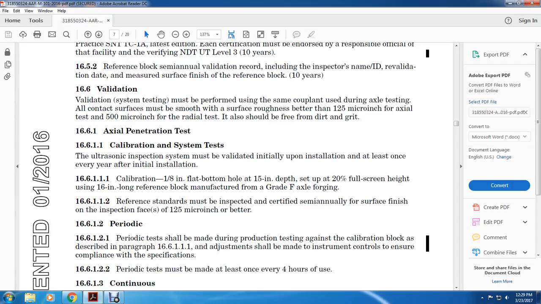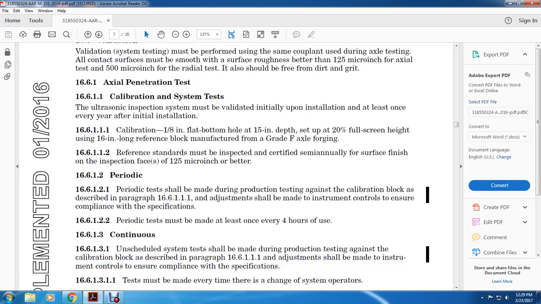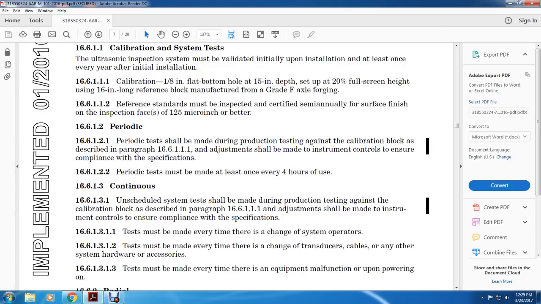16.6.1.2 Periodic tests. Periodic tests shall be made during the production testing against the calibration block as described in paragraph 16.6.1.1.1. Adjustments shall be made to instrument controls to ensure compliance with the specification. 16.6.1.2.2 Periodic tests must be made at least once every 4 years of use.